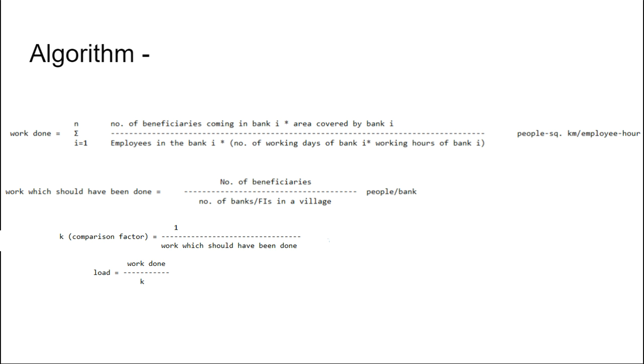Once the total work done is found, work which should have been done can be defined as ratio of number of beneficiaries to number of banks in that area. The comparison factor, K, can be defined as inverse of work which should have been done. When total work done is divided by comparison factor, we get load on the banks in that particular area.